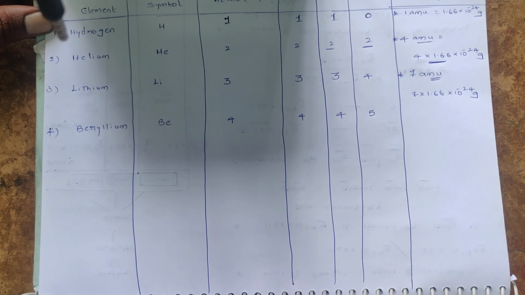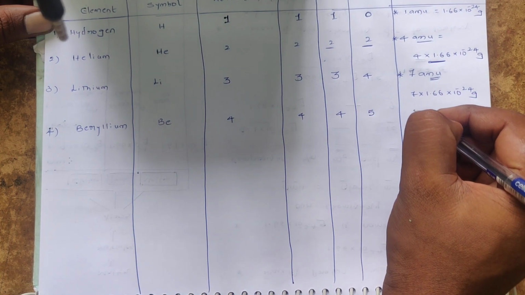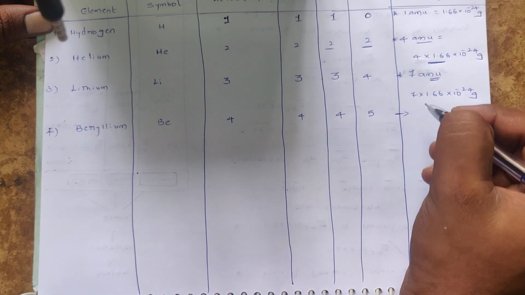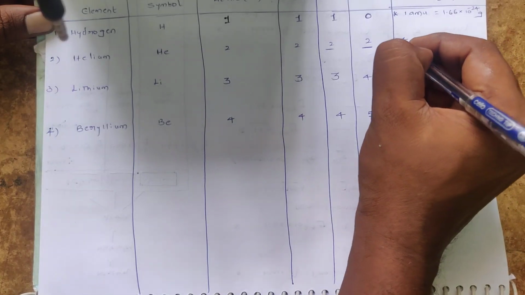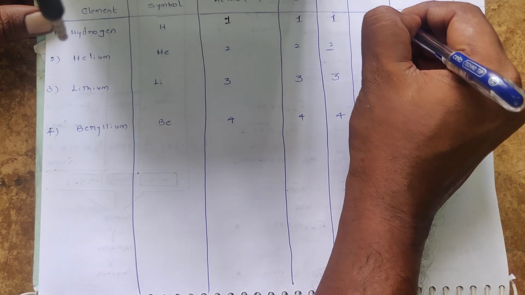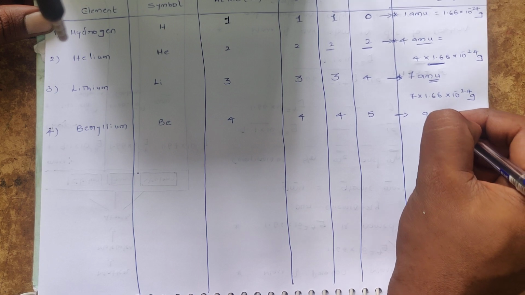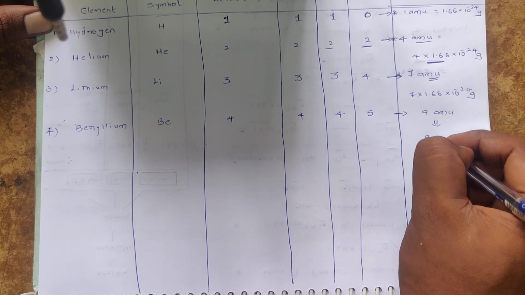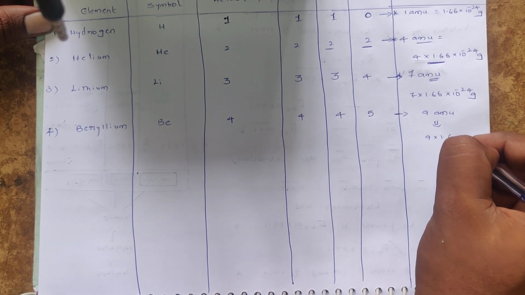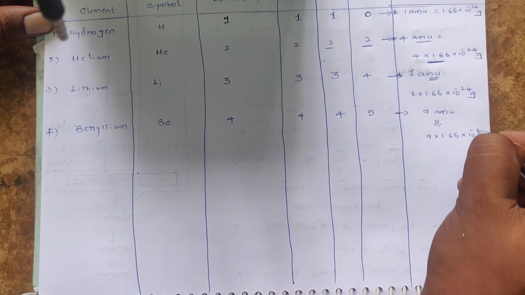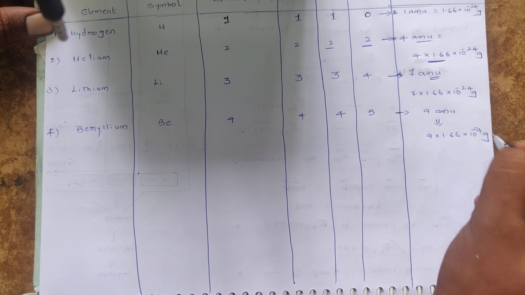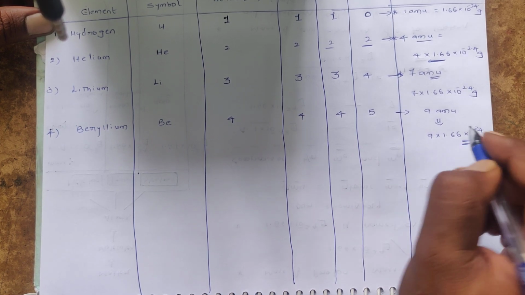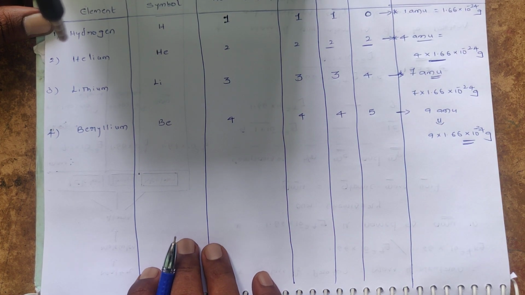We know each particle responsible for the mass of an atom is 1 AMU. Therefore, 9 particles are present, so it is 9 AMU. Substitute AMU with the value that we know, 1.66 into 10 power minus 24 grams. This is the mass of a beryllium atom.